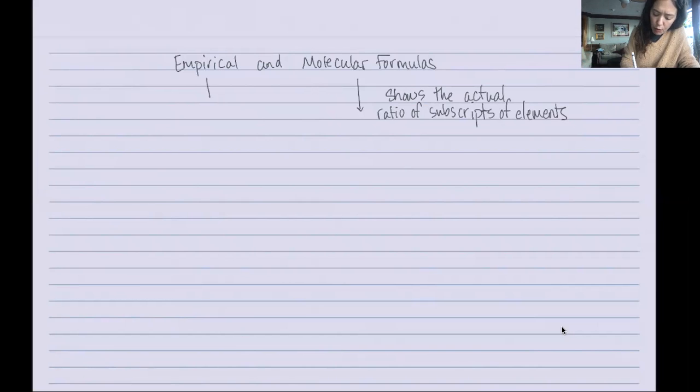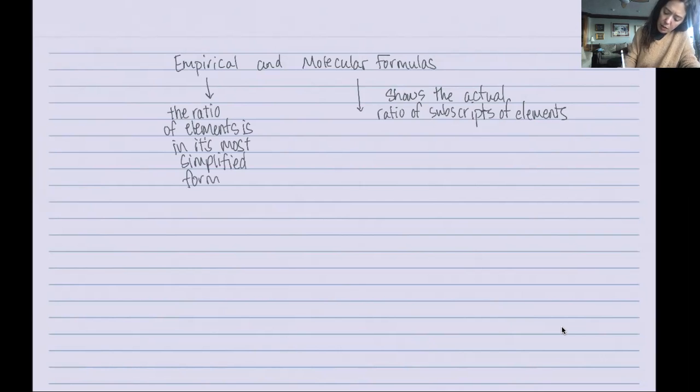The empirical formula shows the ratio of elements in its most simplified form. Okay? So for example, let's say that I have a few molecular formulas.